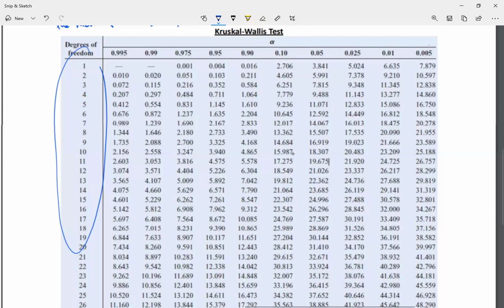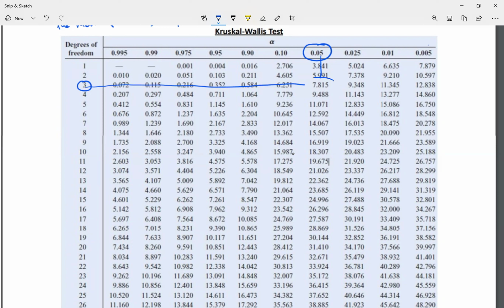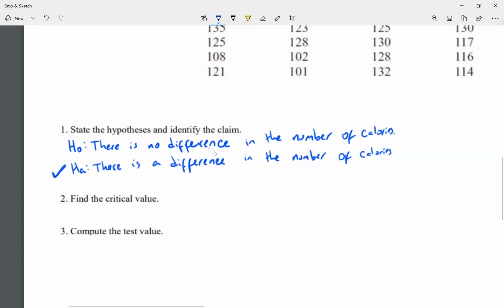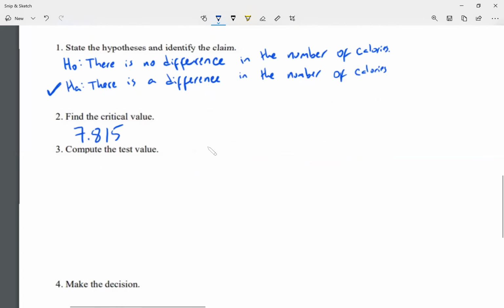Let me find my alpha, 0.05. It's here. My degrees of freedom is 3. So my critical value, according to our table, is 7.815. Okay. So here, the critical value, according to our table, is going to be 7.815. Now we're going to compute the test value.